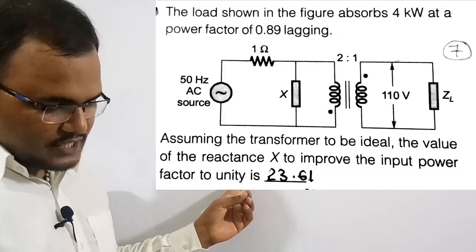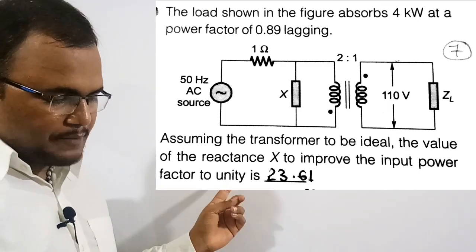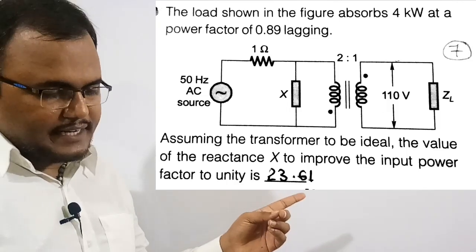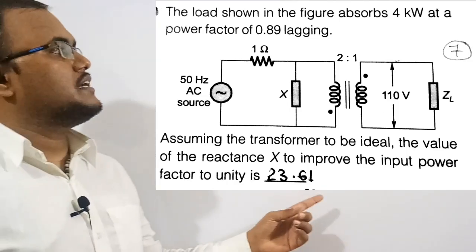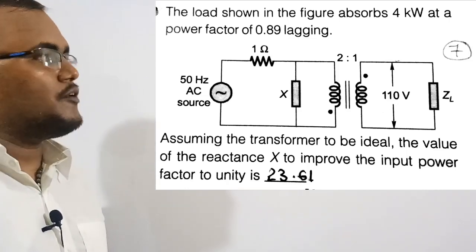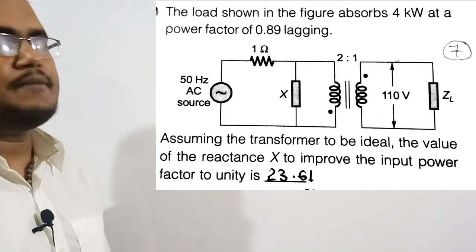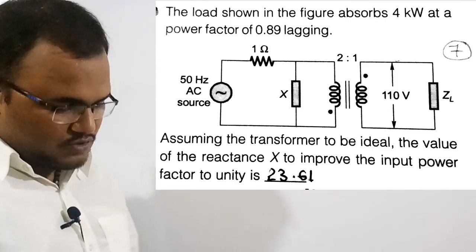After solving the previous problem, now this is the last question of this numerical. This is question number 10 and it is a very interesting question, so please listen carefully. The question says that the load shown in the figure absorbs 4 kilowatt at a power factor of 0.89 lagging. In this figure there is a load Z, which is a lagging load.